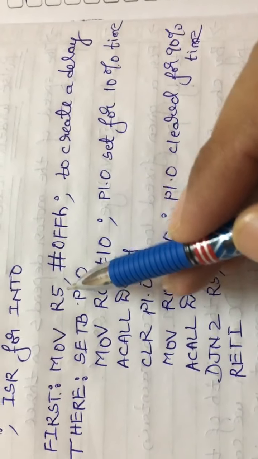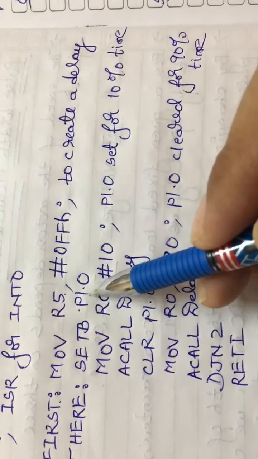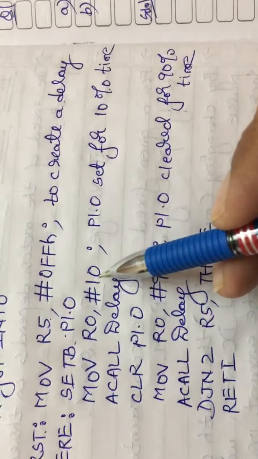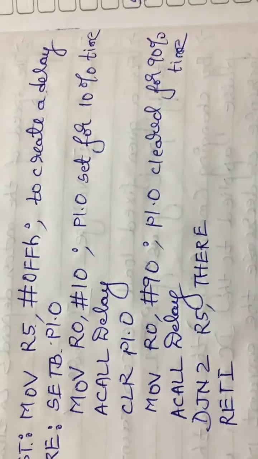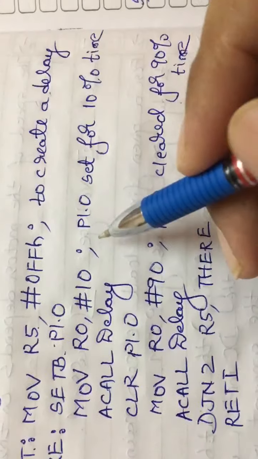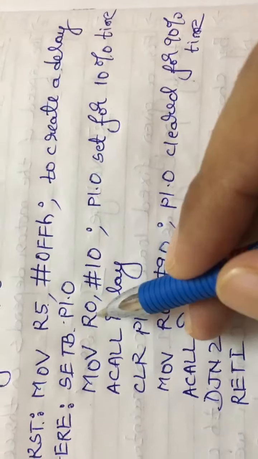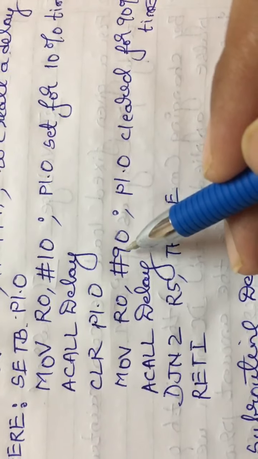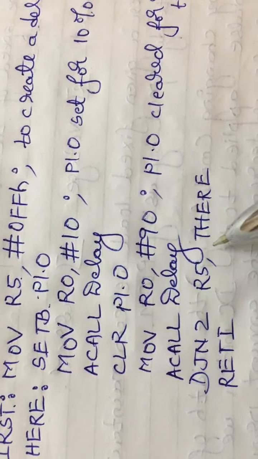So for a short duration, what I will do, I will take FFH into R5, that is to create a delay. Take the same pin, set bit P1.0. Next, 10% is to be given. So for a 10% duty cycle, the on pulse should be 10, and the remaining 90% should be off, right? 10 is given to R0, call delay. Again the delay program is to be executed, clear pin 1.0. Then 90 is to be given, call delay, DJNZ R5, there.